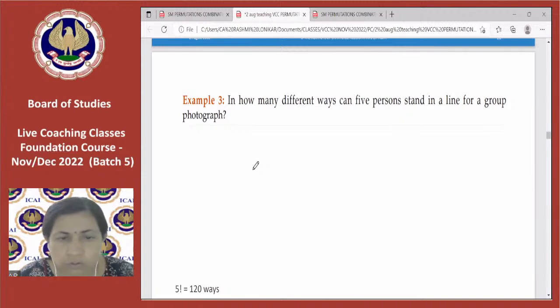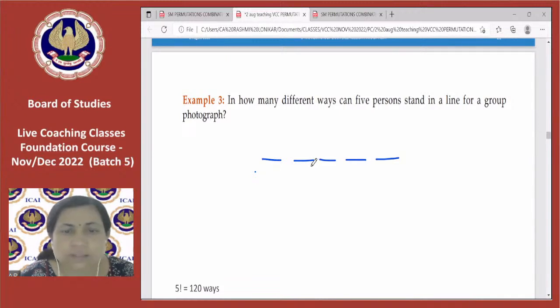So now we have 5 people. I want to make them stand. So I have these 5 places: 1, 2, 3, 4, 5. And in those 5 places, I want to make them stand. So what do I do for that? So I have these 5 places.